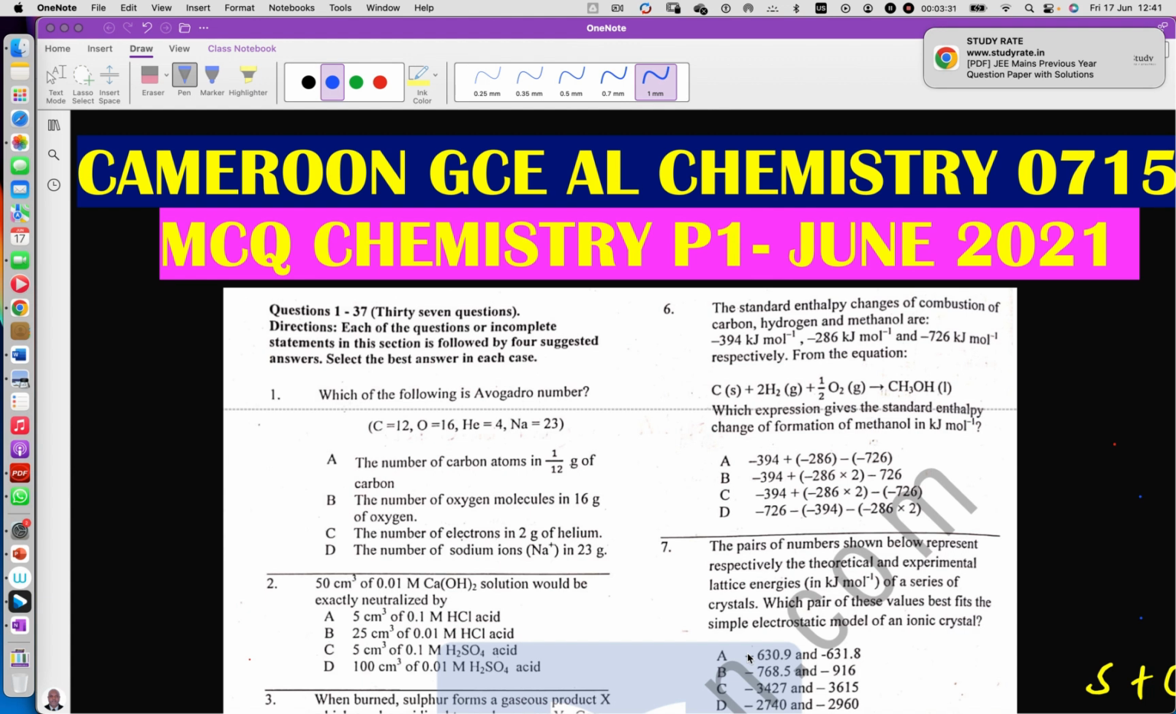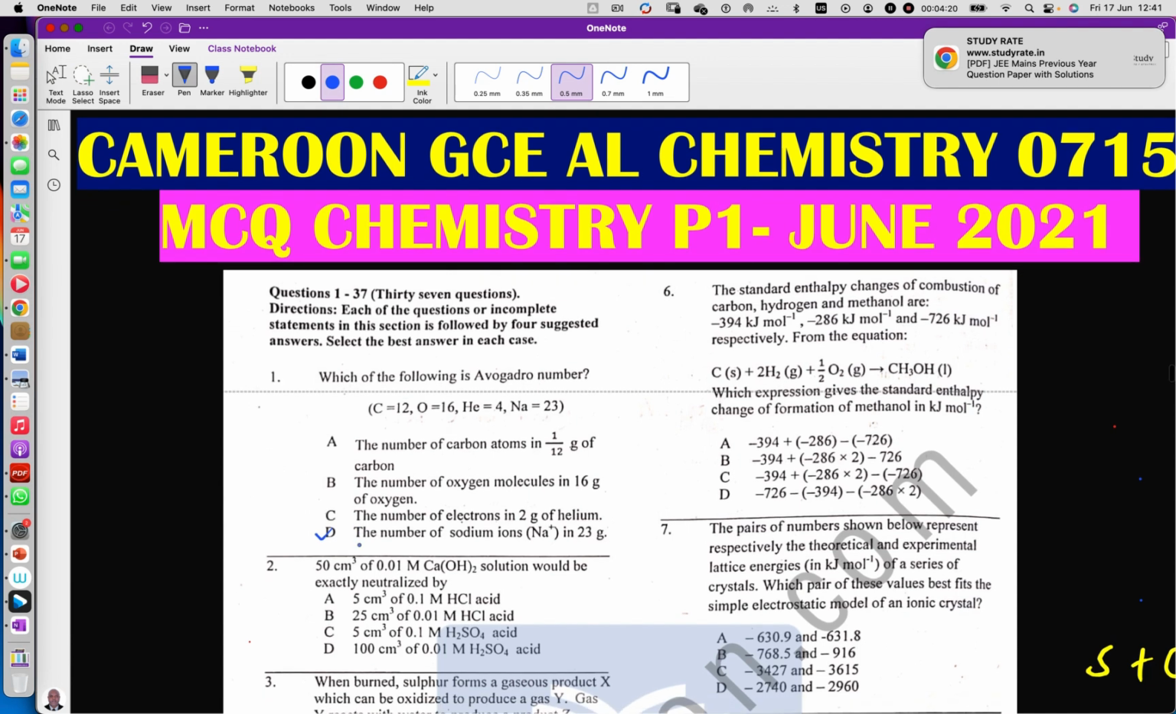The number of electrons in 2 gram of helium is also not right. D, the number of sodium ions in 23 gram. We have said number of particles, and we talk of ions in 23 gram, which is 23 gram per mole. That is the number of moles of sodium. So D is the right answer, because 23 gram is 1 mole. D is our right answer.